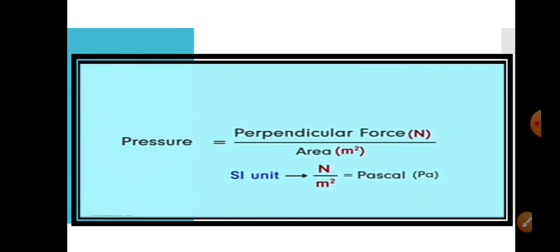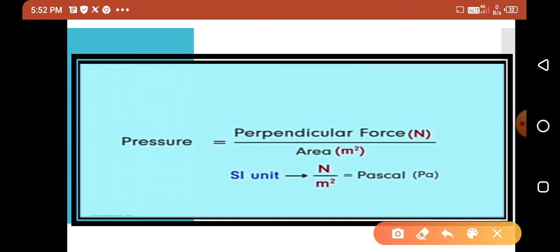Next bit from the force and pressure. So students, we are studying here what is pressure. Pressure is nothing but the force applied perpendicularly per unit area. As force is expressed in Newton and area is expressed in meter square, the SI unit of pressure is Newton per meter square, or it is also denoted as Pascal.